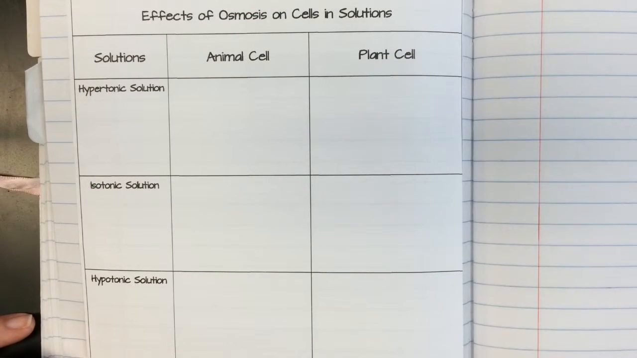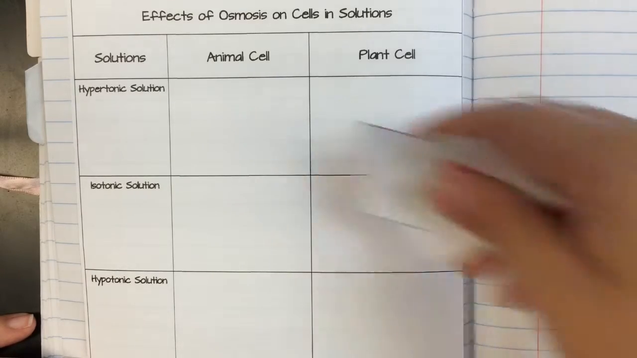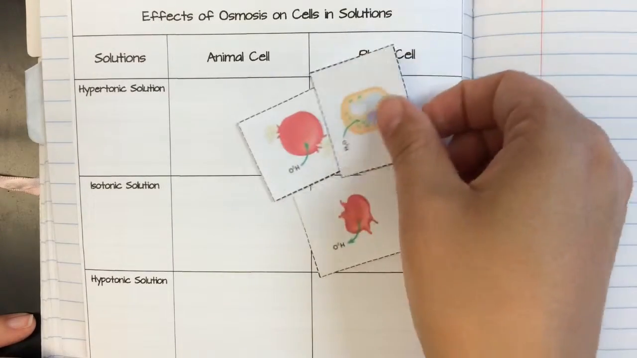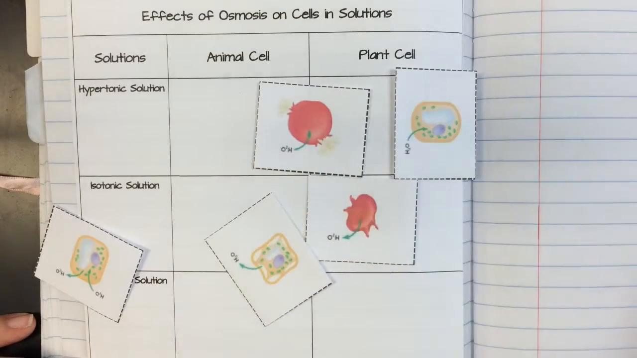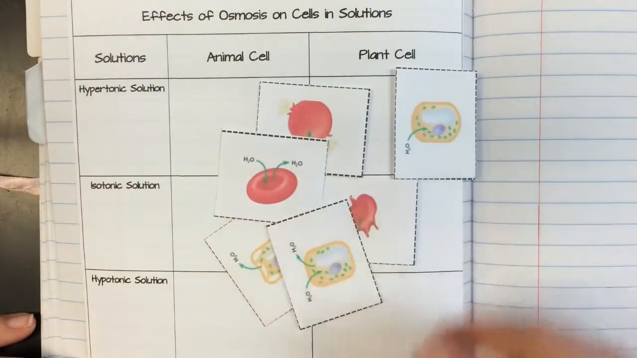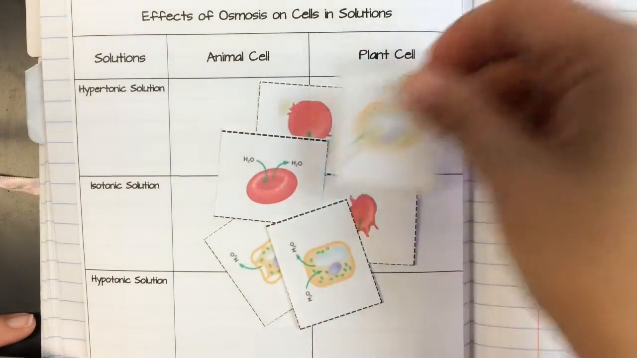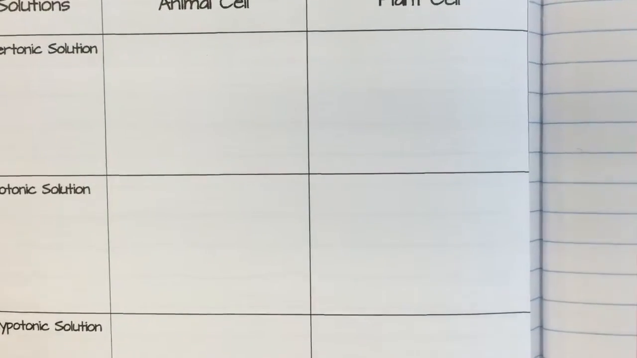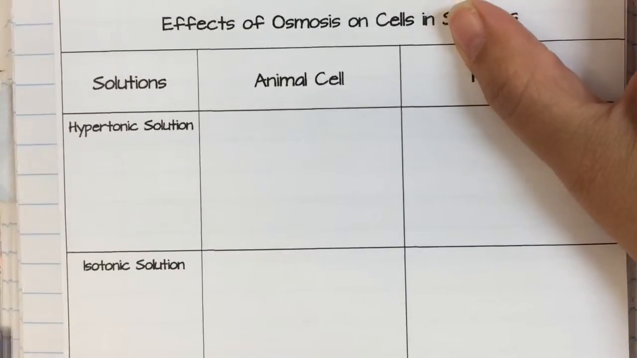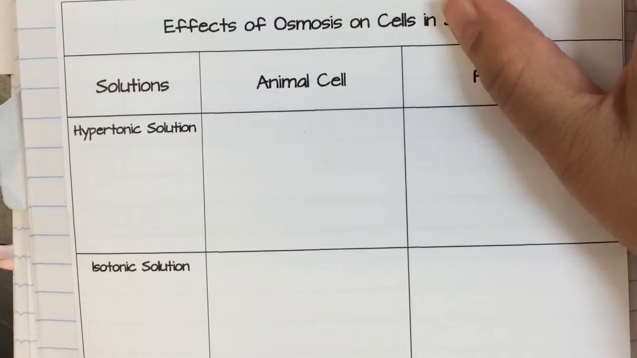Let me walk you through how to fill out the chart for the effects of osmosis on cells in solutions. So you should have your chart cut out, and then you also need to have the pictures of these cells cut out. If you're working with another teacher on this one, she or he may have you actually draw them in. For my class though, I like to do the color printouts. So on here, we'll start out first with our hypertonic solution.